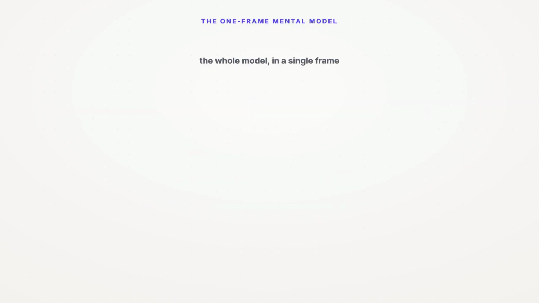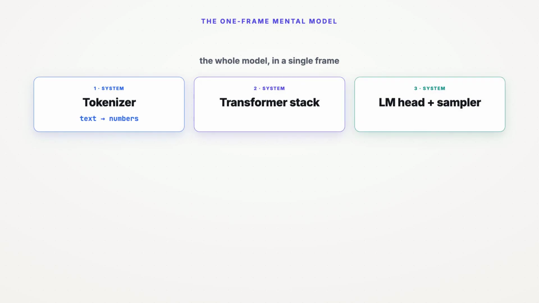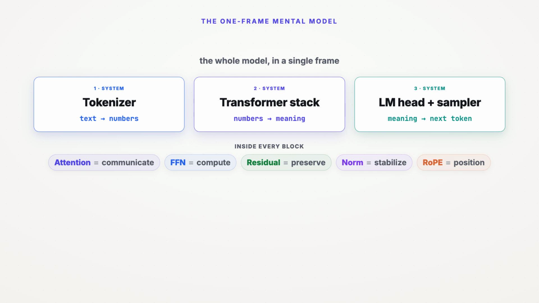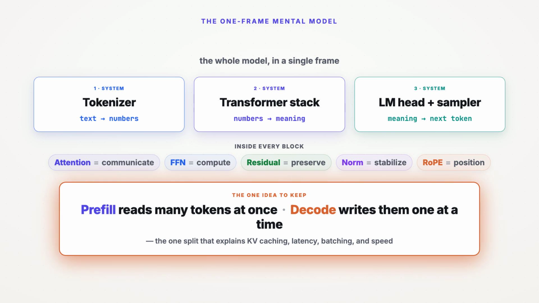So, the whole thing in one frame. A language model is really 3 systems: a tokenizer that turns text into numbers, a transformer stack that turns numbers into meaning, and a head that turns meaning into the next token. Inside every block, attention communicates between tokens, the feed-forward network computes within each one, residuals preserve, norms stabilize, and RoPE supplies position. And the one idea to keep: Prefill reads many tokens at once. Decode writes them one at a time. That single split explains almost everything about how these models behave.